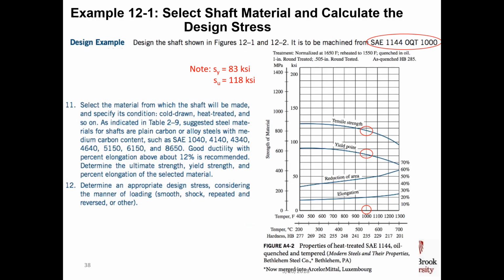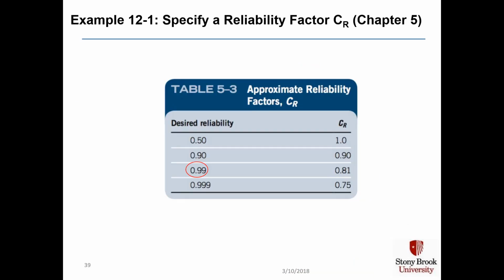The shaft material was proposed in this problem, and here we're just showing how you would actually get the ultimate strength and the yield strength. In figure A4.2 in the appendix, it's showing a curve of the strength of material versus temperature, which at 1,000 degrees F yields a yield point of 83 ksi and an ultimate tensile strength of 118 ksi. We have to determine a reliability factor, our friend from Chapter 5.